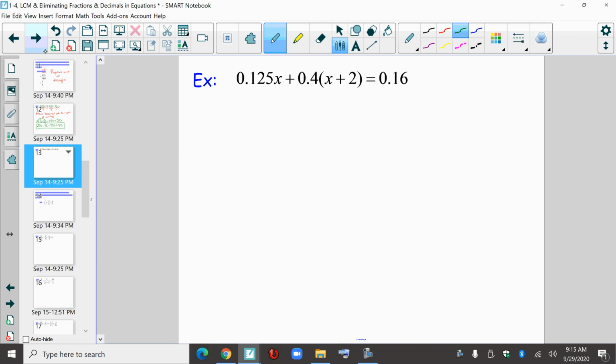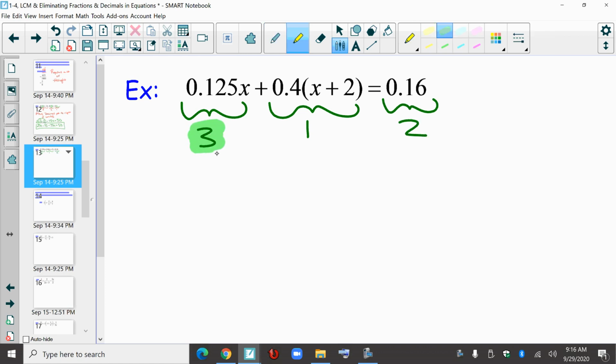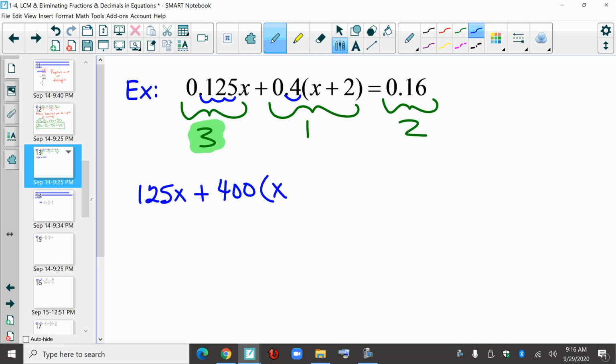Let's do it again. Same exact concept. So this term right here, how many decimal places are there? 3. This term right here, how many decimal places are there? 1. This term right here, how many decimal places? 2. So we are going to pick the highest. And we are simply going to move this unit over 3 times to give me 125x. Plus, now we're going to move this 3 times. 1, and then I have to tack on 2 zeros to give me the 2 other place values. And drop down the x plus 2.